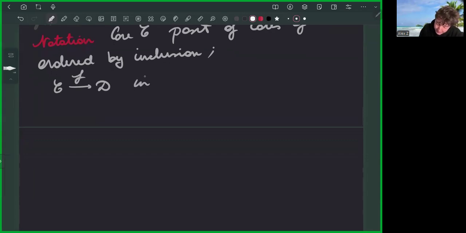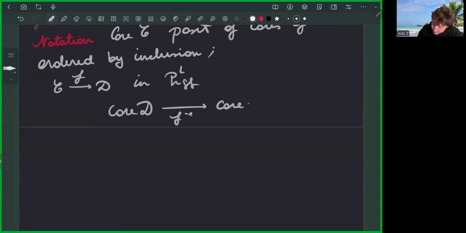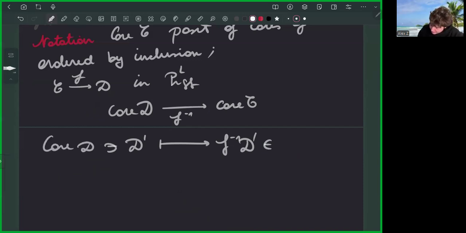So if this is a morphism in PrLst, we want to get a canonical map from core D to core C. So how is this defined? Well, it maps a core in D, which we call D prime, to the pre-image of D prime. And you can check that this is still a core. So the pre-image of D prime is still a core, and you can check that this is well defined and functorial.